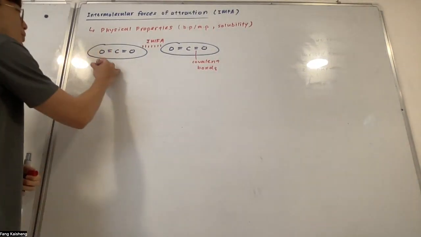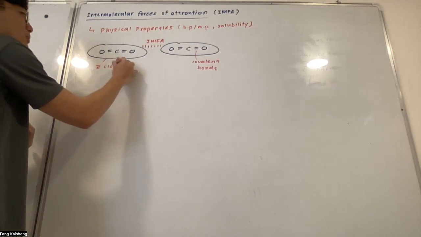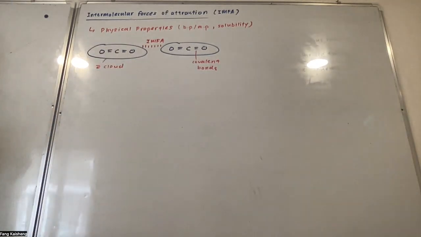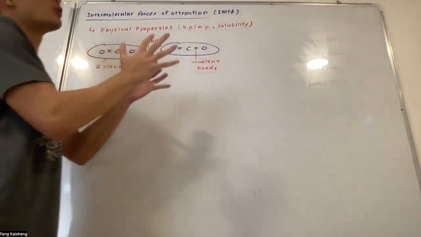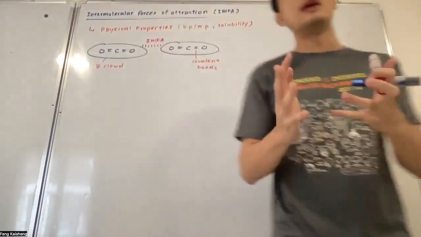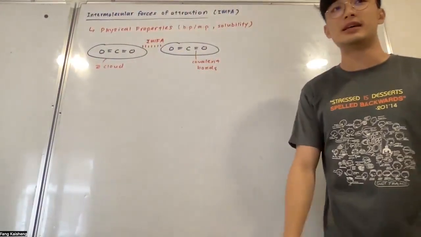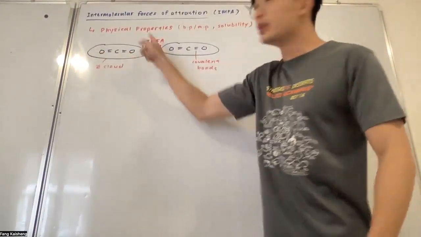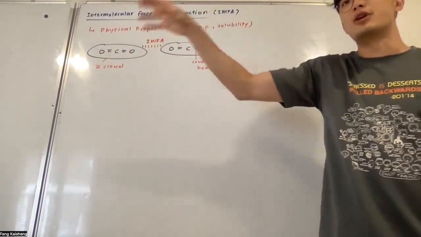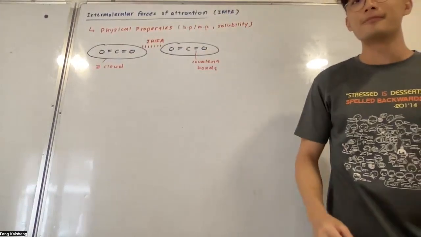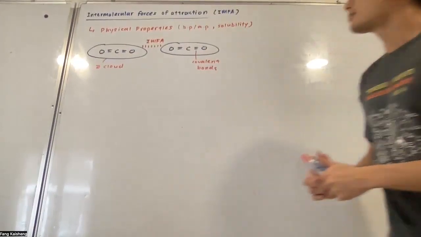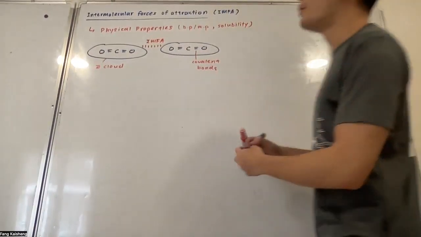Good. This circle, or this outline to be more specific, represents an electron cloud. What is an electron cloud? It's very simply the region around the molecule which contains all the electrons. So within this boundary, you can find all the electrons of carbon dioxide, for example. Now, I can give you more examples here.